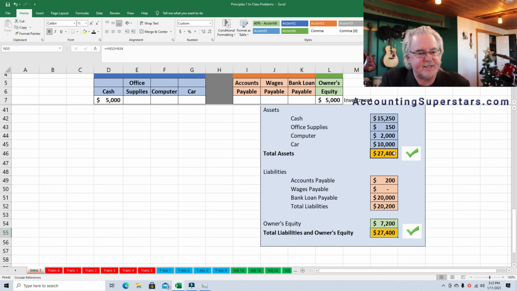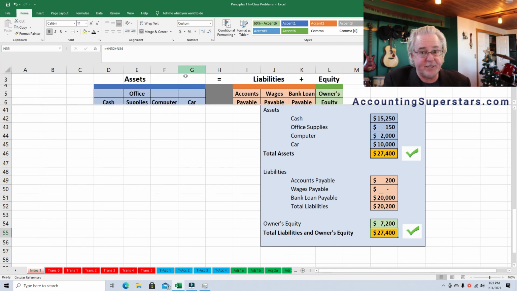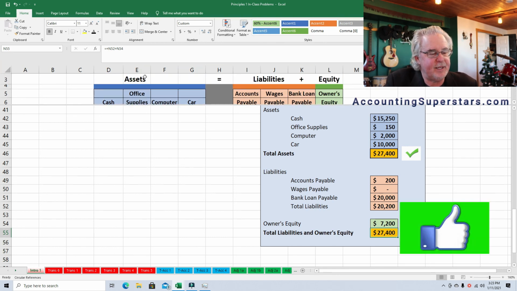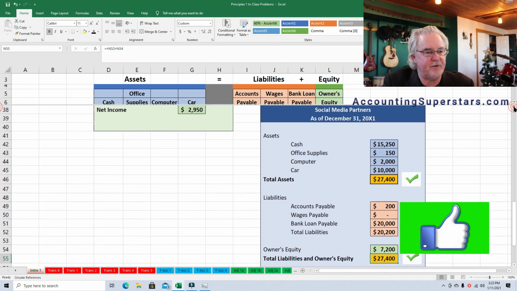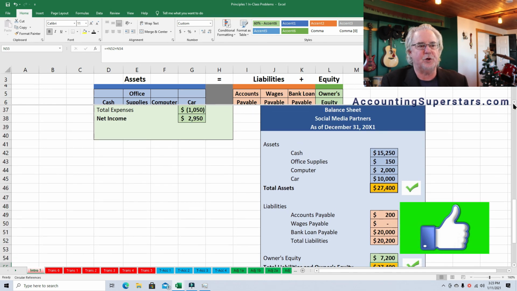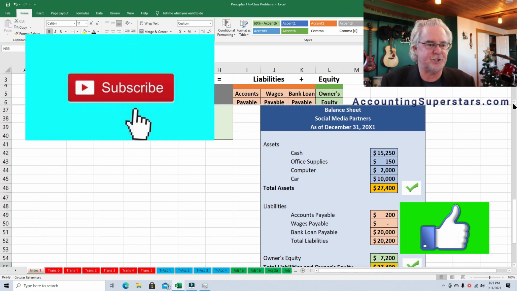So guess what, folks? Our total assets equals our total liabilities and owner's equity. So I put these check marks so it stands out. So all we're doing is verifying and making sure that our accounting equation balances. Look at that. That's the balance sheet. The balance sheet is actually my favorite financial statement. I think you can learn so much about business by looking at the balance sheet.